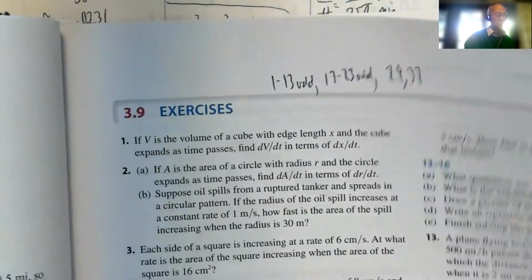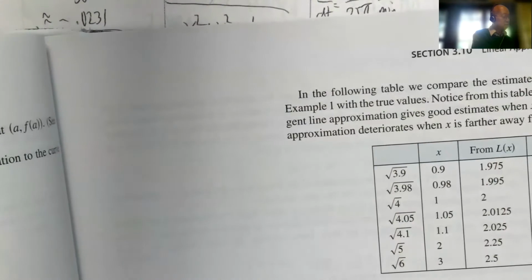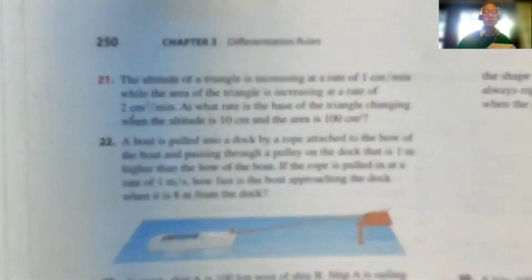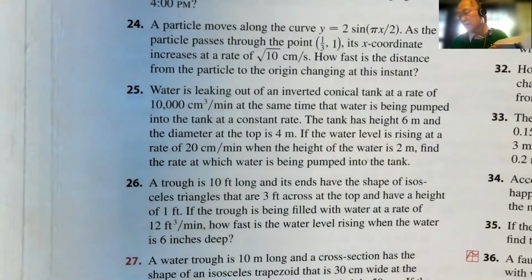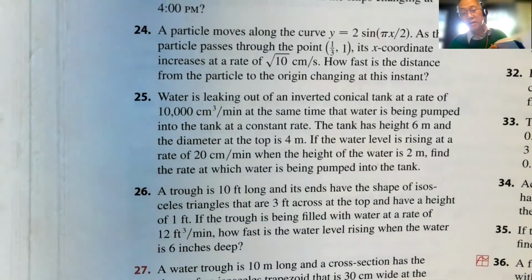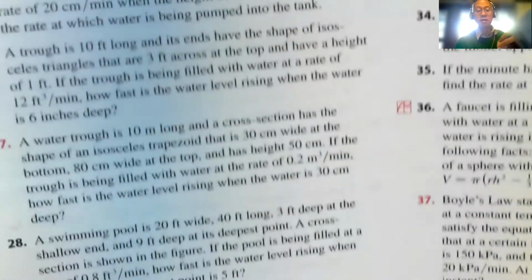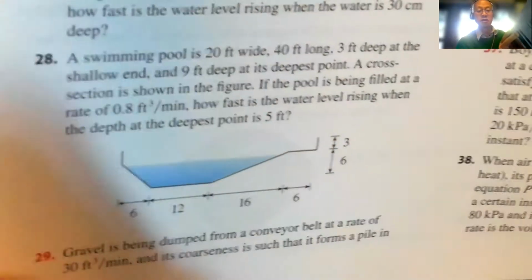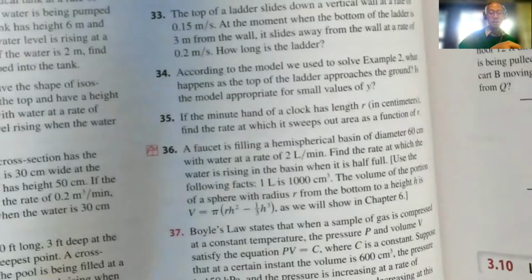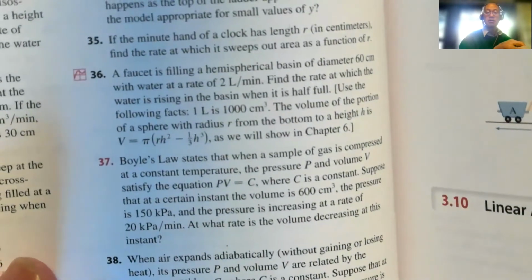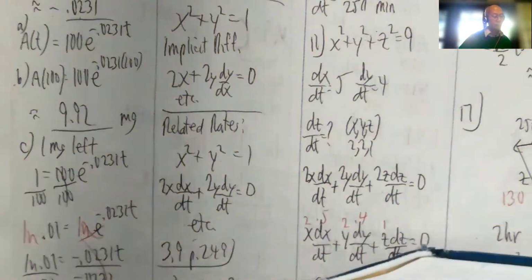19, 21, 23. And let's see, 23 and 29 and 37. So where is 29? Okay, 29 starts at the bottom there, down to there. And then 37. Okay, there we go.